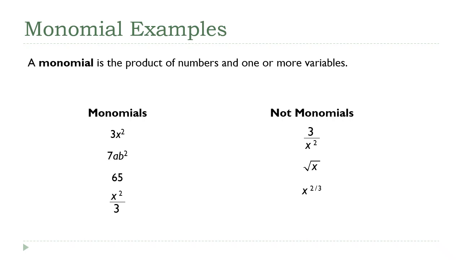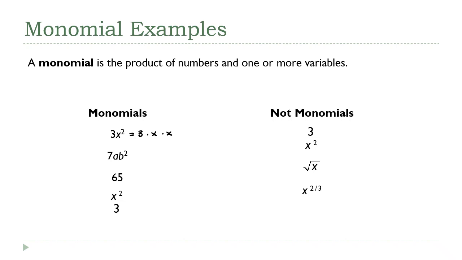Everything on the left-hand side is a monomial, right? 3x squared, for example, this is equal to 3 times x times x. So it is a number times one or more variables. And of course, we don't usually write x times x, right? Mathematicians, we like our shorthands. So we usually write x times x as x squared. Right, 7ab squared, that qualifies, right? There's more than one variable here. We have an a and a b, but that's okay.